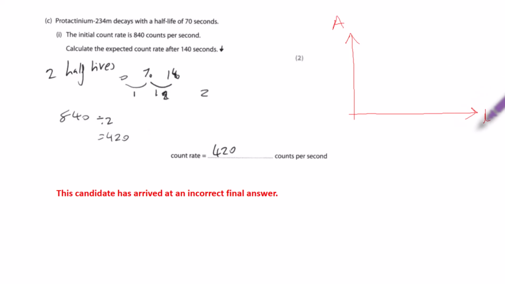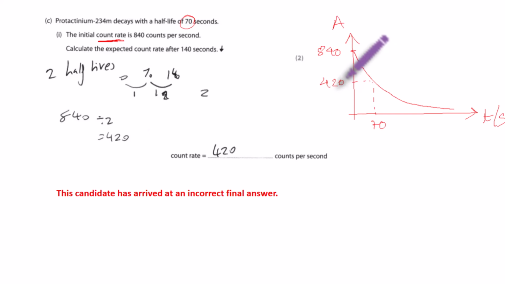So the half of 840 is 420. And you already know by now, I'm pretty sure, that the time taken for the activity to half is called the half-life. So half-life is already given here, 70. So the time it takes for the activity to drop down from 840 to 420 is 70.